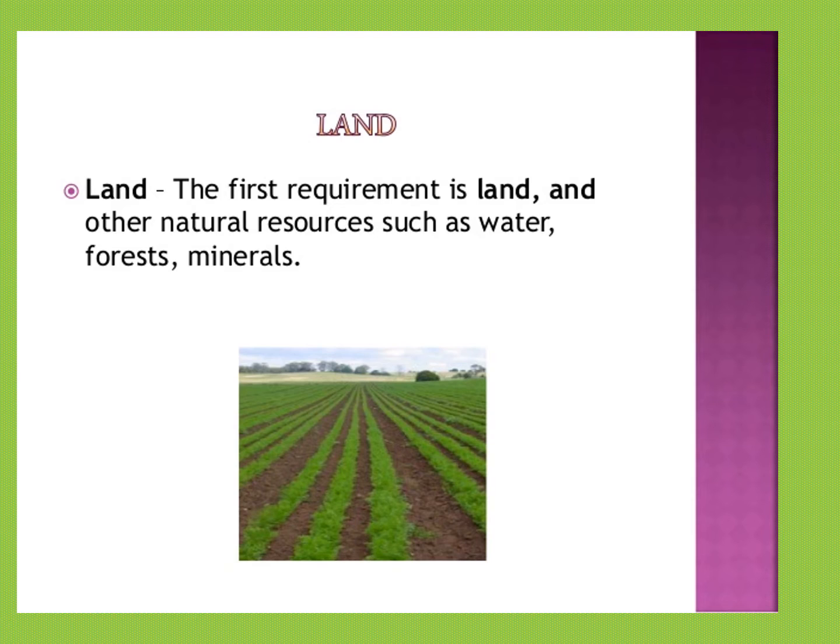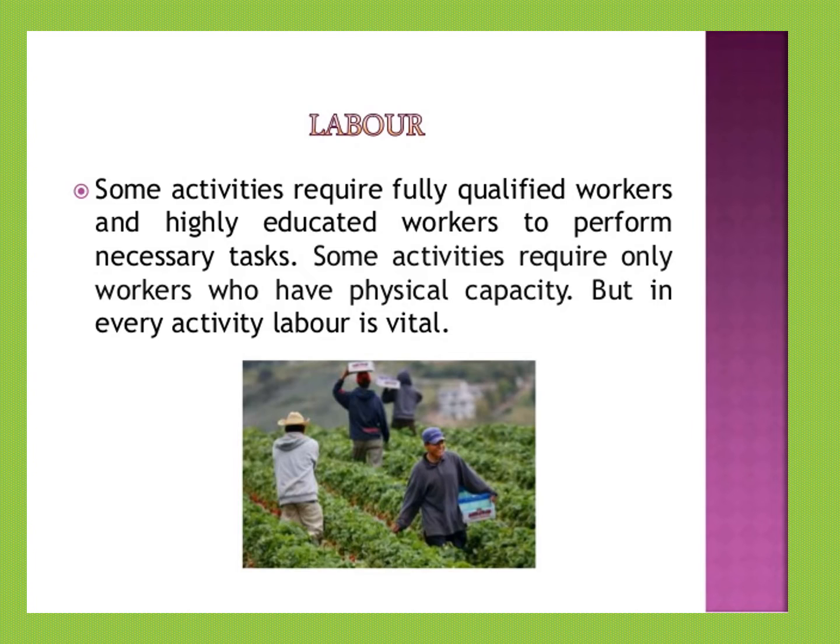Land and other natural resources like water, forests and minerals are the first requirement. Some activities require fully qualified workers and highly educated workers to perform the necessary tasks, while some activities require unskilled workers who have a lot of physical capacity in them, but they need not be educated. And their activity is very, very vital or important.